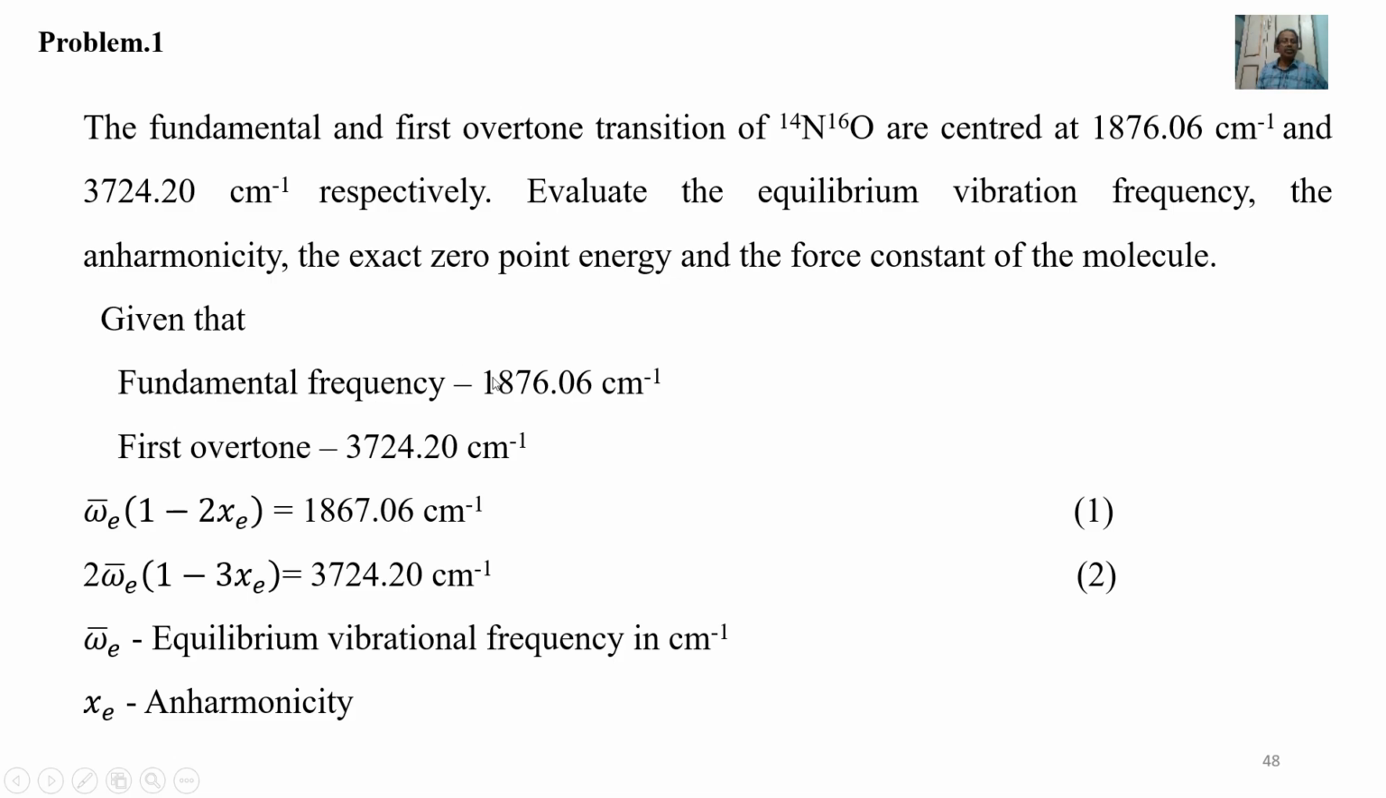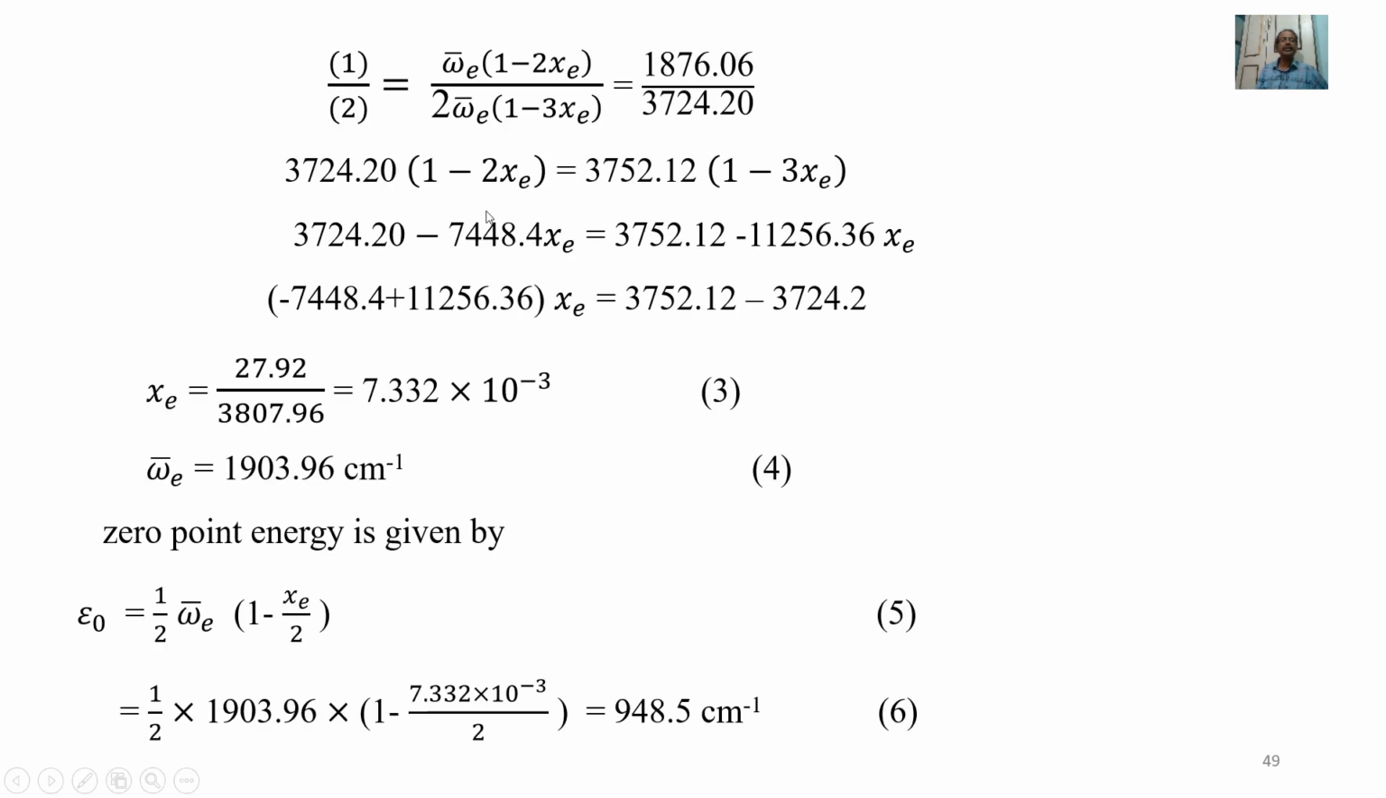So given that, this is the fundamental and this is the first overtone frequency, and we know that the formula goes: omega bar e (1 minus 2x) is given as this value, and 2 omega e (1 minus 3x) for the first overtone is given as this expression. And of course, we know omega e is nothing but the equilibrium vibration frequency in cm^-1, and x is nothing but the anharmonic constant. Now divide the first equation by 2, that will give us this expression.